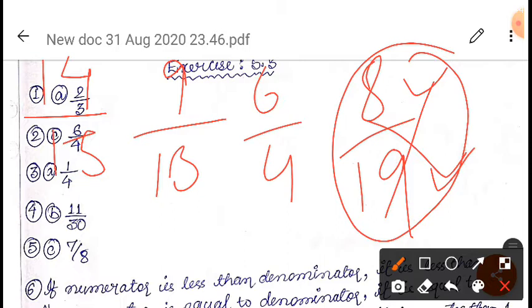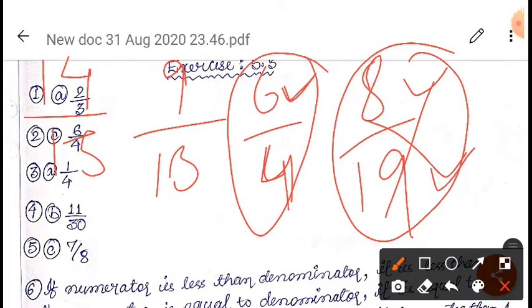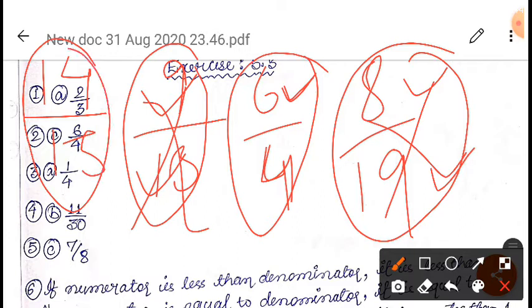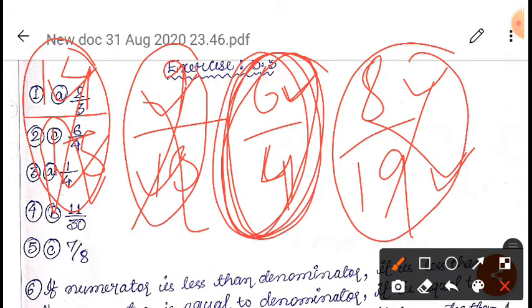Here also you see the numerator is bigger and the denominator is smaller, right? So this one will be an improper fraction. Okay, because here again the numerator is smaller and the denominator is bigger, so this one is a proper fraction. Here also 14 by 15, 14 is smaller than 15, so it is also a proper fraction. But here the denominator is smaller and the numerator is bigger, so this one is an improper fraction.